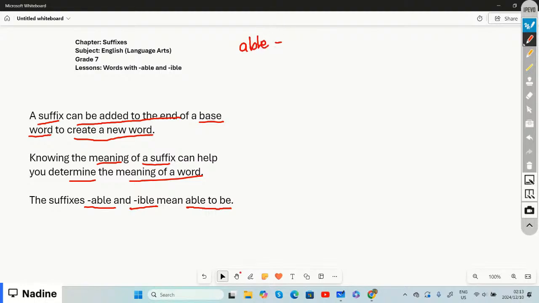Remember, we said that the meaning is able to be. And ible, yes, it means able to be, but able is more popular than ible. The ible suffix is still used in more of your older words that have basically just survived in modern English. When we say it survived in modern English, it means that yes, we still use those specific words today. However, this was mainly used in olden day English vocabulary.